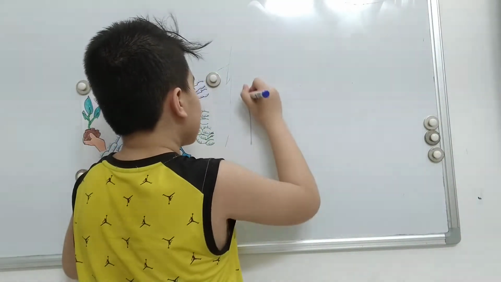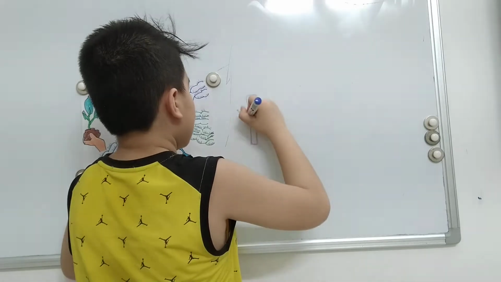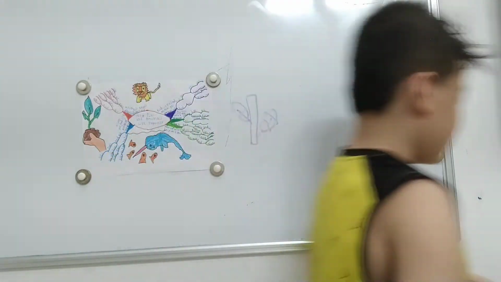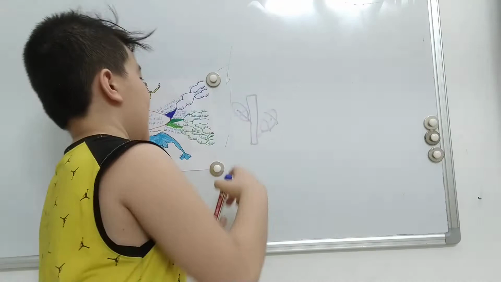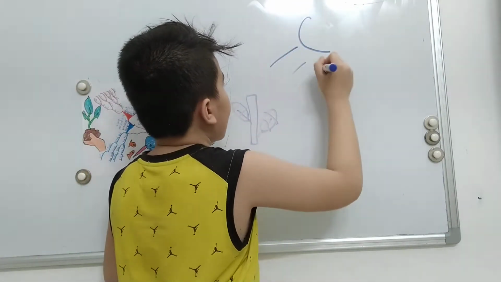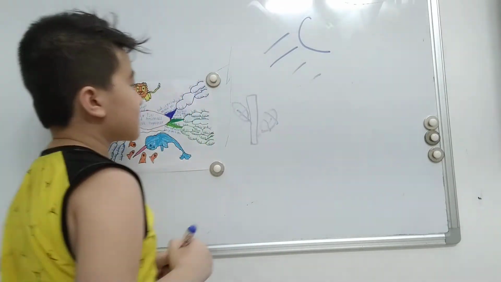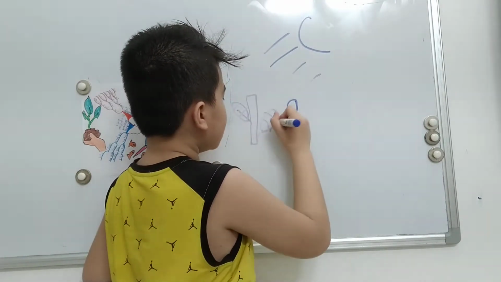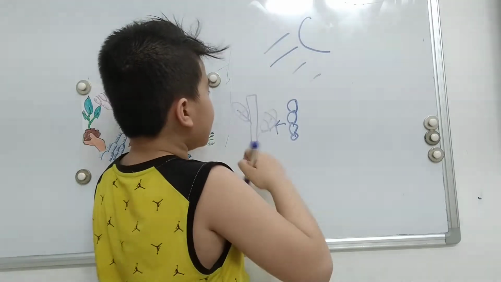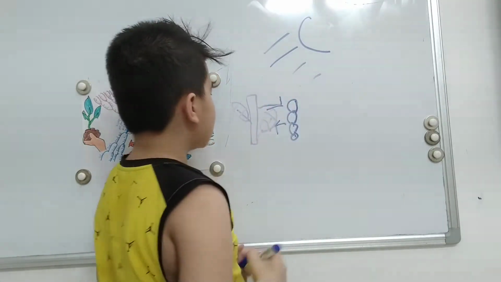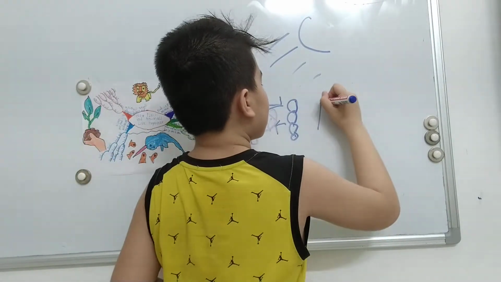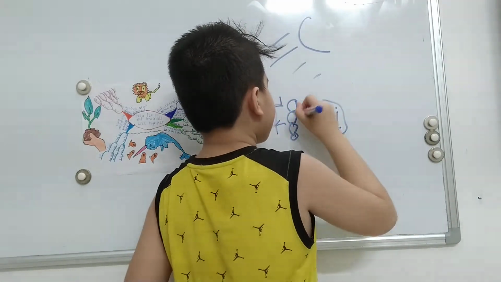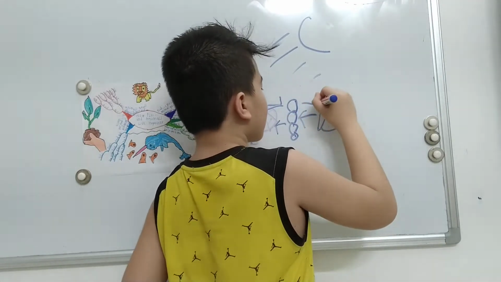Like this plant. This plant has sunlight that gives the plant energy. So the caterpillar eats this plant and the energy turns into the caterpillar. The frog eats the caterpillar, and its energy goes to the frog.